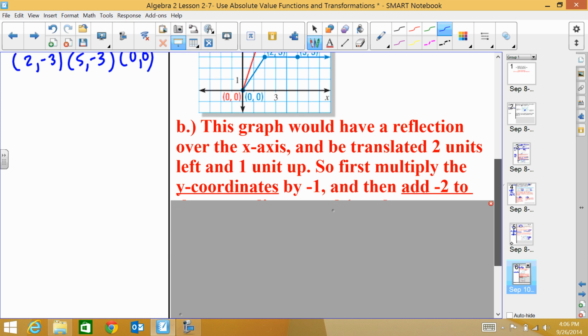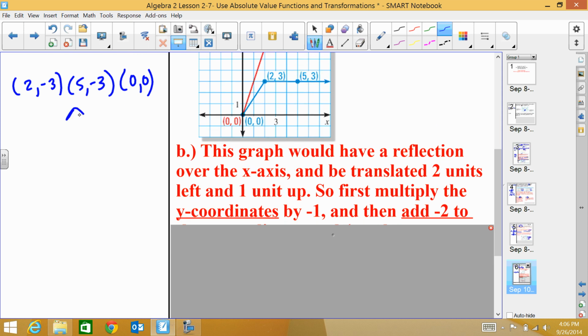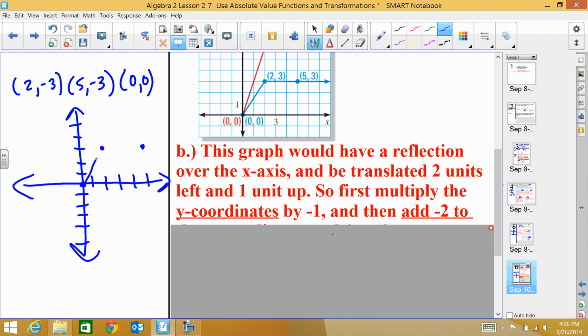So let's practice this. I'll show you, and then I'll show you the end result. So here's our graph. This is my original function, 0, 0, 2, 3, and 5, 3. So this is my original line. Now I'm going to switch colors, and I'm going to graph what that would be like reflected. It would be flipped. So I would still have 0, 0. I would have 2, negative 3, and I would have 5, negative 3. So this would be what would happen after it flips.